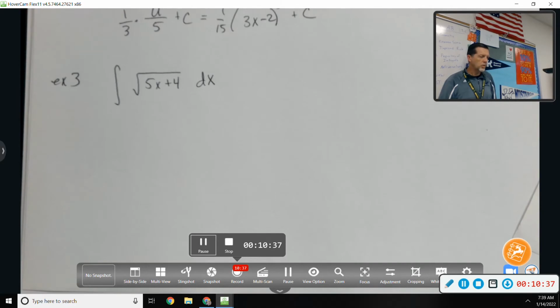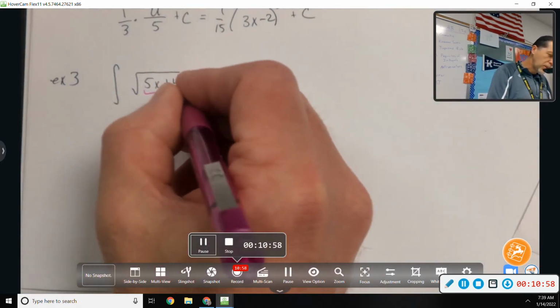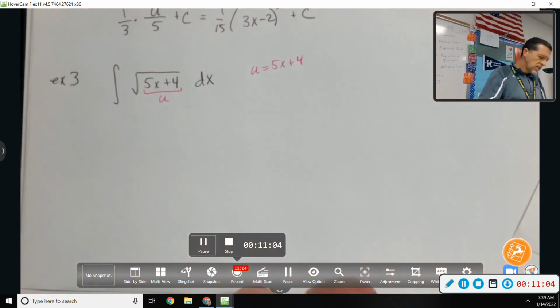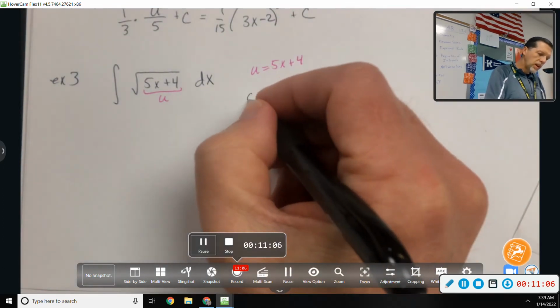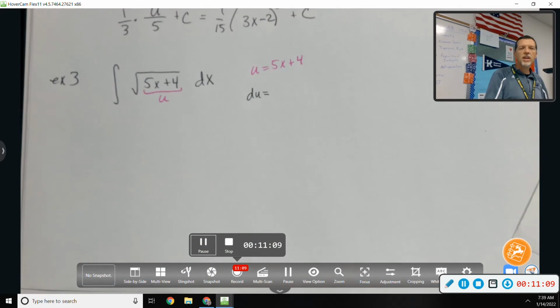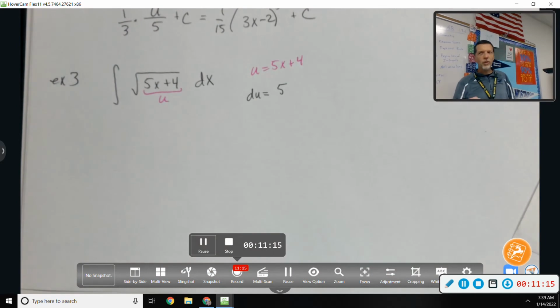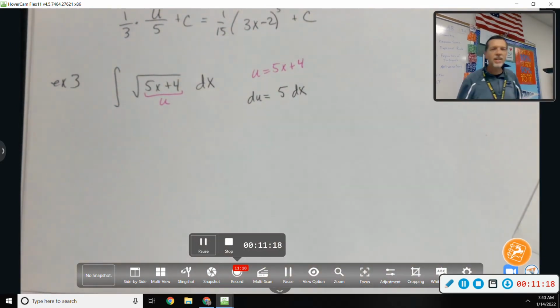Integral of the square root of 5x plus 4 dx. Well, this is only example number 3. Any guesses what u should be? I mean, there's only so many options on this one. 5x plus 4. Let's let 5x plus 4 be u. So what would du be? You can say du dx equals 5, or you can go ahead and move the dx over, all in one.